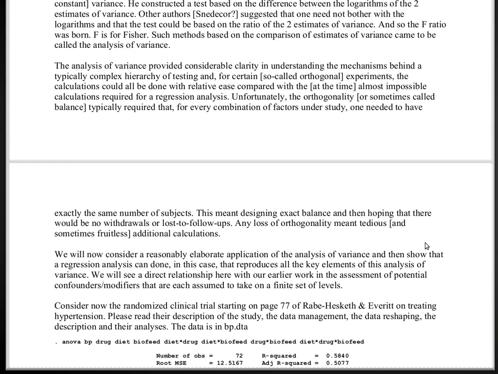So it turns out that if we have equal numbers, we can still get some pretty elaborate looking analyses, and we can do so essentially by hand. Most of the key steps in the analysis can be done, as we're going to see in a minute here. I have an example for you of a classic randomized clinical trial where there were equal numbers of individuals in each of the groups, and there were no losses. There were no loss to follow-ups, and there were no withdrawals.